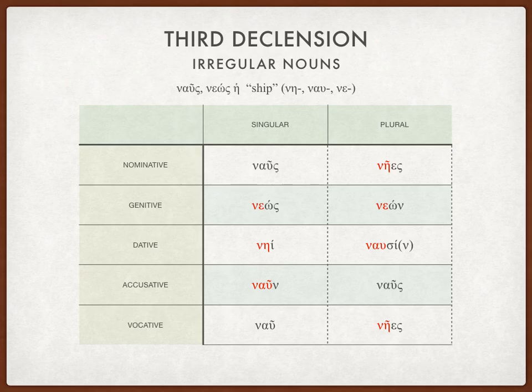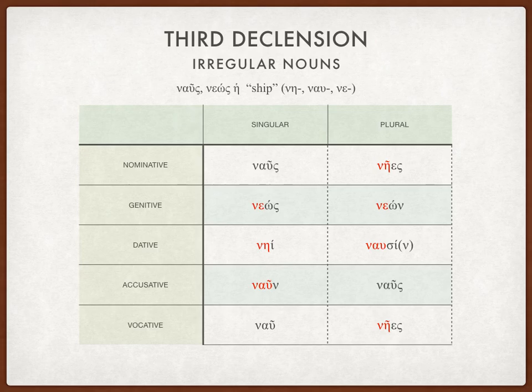A couple other nouns that are irregular in this chapter, meaning that they don't really follow a typical easy pattern that you can just apply the endings to. So the only thing you can really do with these nouns is simply spend time memorizing them and playing the eraser game to make sure you have the endings down.